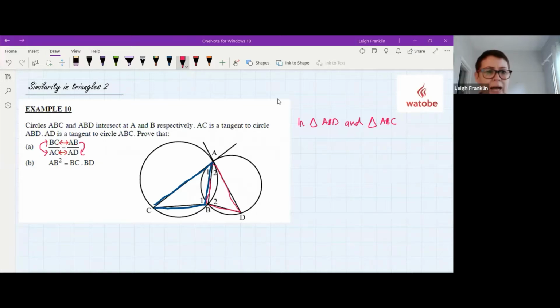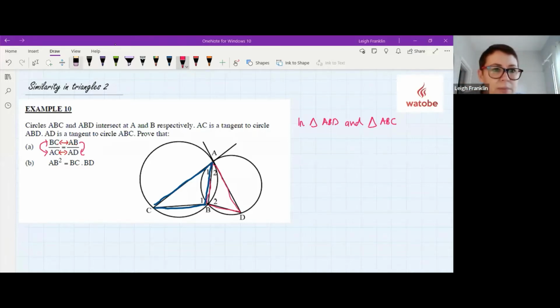Okay, so now I need to prove two things about this triangle. If I can prove two angles are equal, then I'll be able to prove that they're similar. So let me read the information. Circles ABCD and ABD intersected at A and B respectively. Okay, well, that doesn't tell me much, just that they intersect one another. AC is a tangent to circle ABD, and AD is a tangent to circle ABC, right? So that means that I've got two tangents, right?